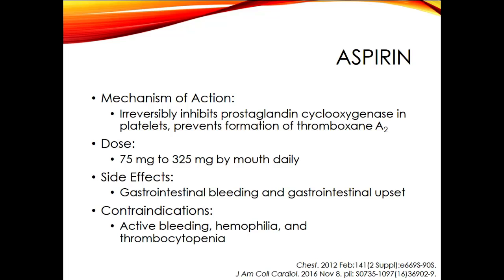So aspirin works by irreversibly inhibiting the prostaglandin cyclooxygenase, or COX, in platelets, and hence prevents platelet aggregation. The most recent AHA-ACC guidelines recommend a dose of 75 to 325 milligrams of aspirin daily. However, the CHEST guidelines recommend a dose of 75 to 100 milligrams daily. In general, larger doses of aspirin have not been shown to be more efficacious than lower doses in reducing cardiovascular risk and may increase the risk of GI bleeding.